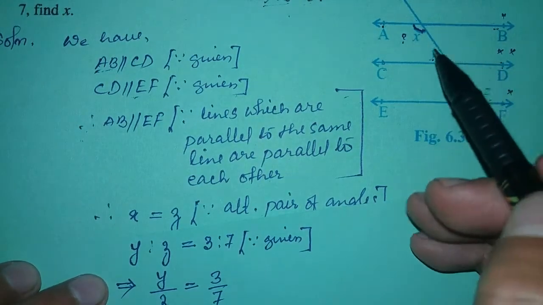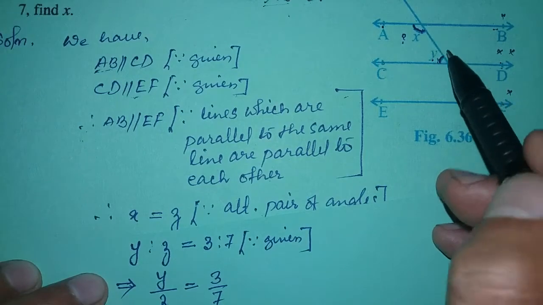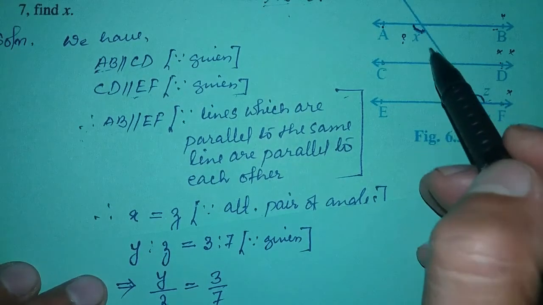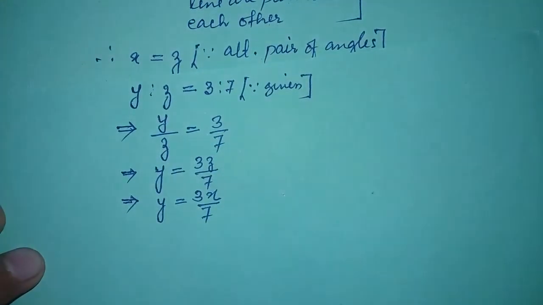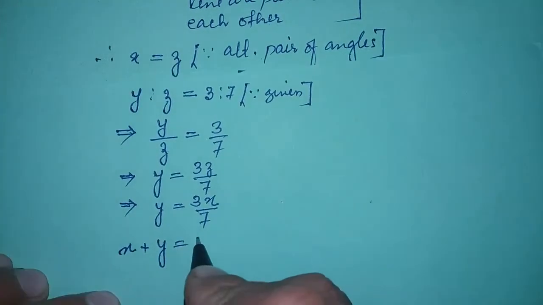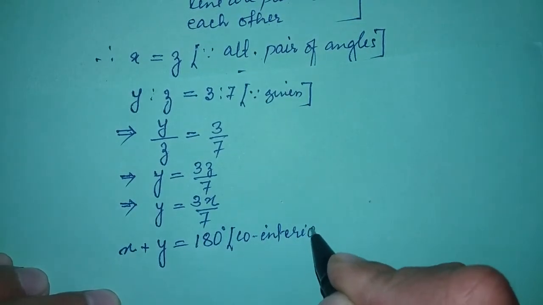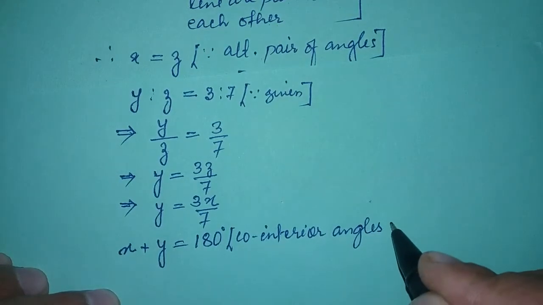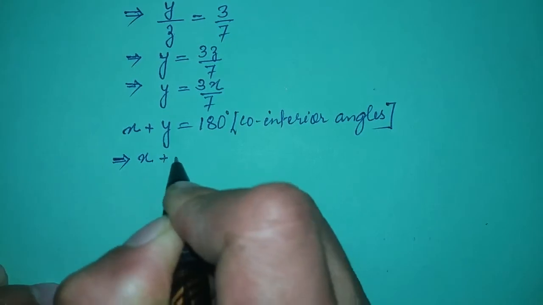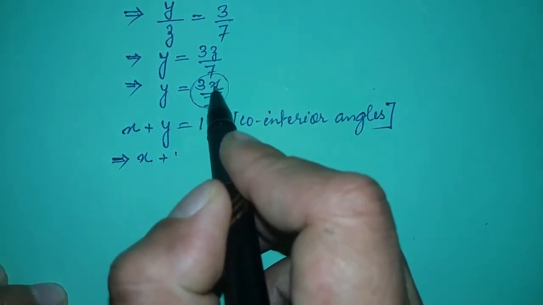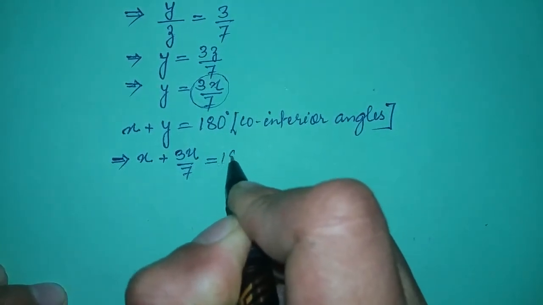So here in our figure, this x and y are interior angles on the same side of this transversal. So the sum of these two angles will be 180 degrees. These two angles are also known as co-interior angles. Now we will say that x plus y is equal to 180 degrees, because these two are co-interior angles. Now in place of y we can substitute 3x by 7. So x plus 3x by 7 is equal to 180 degrees.